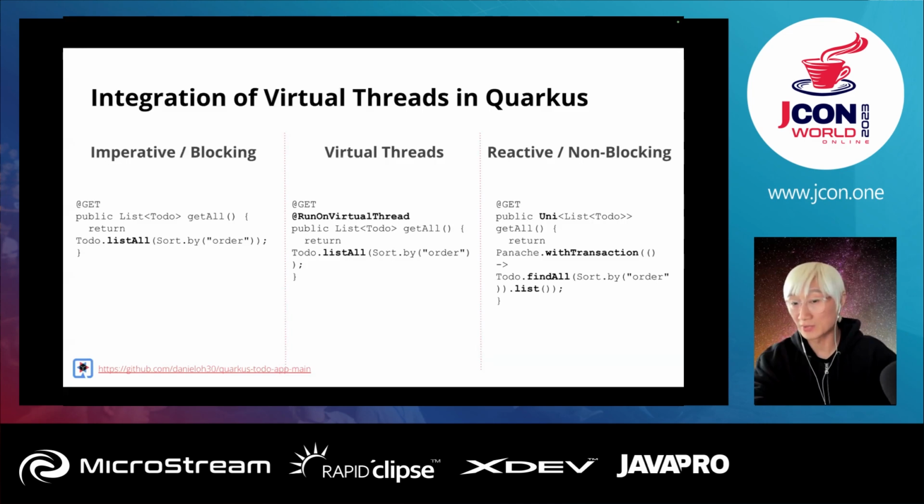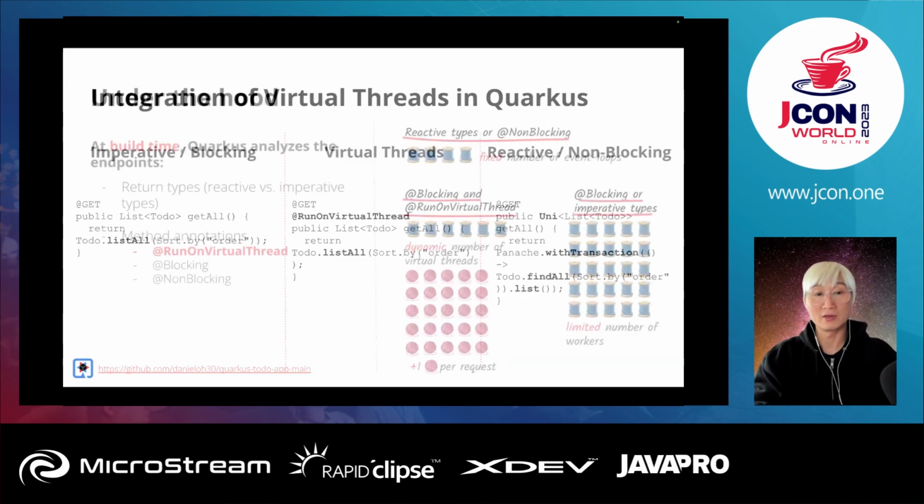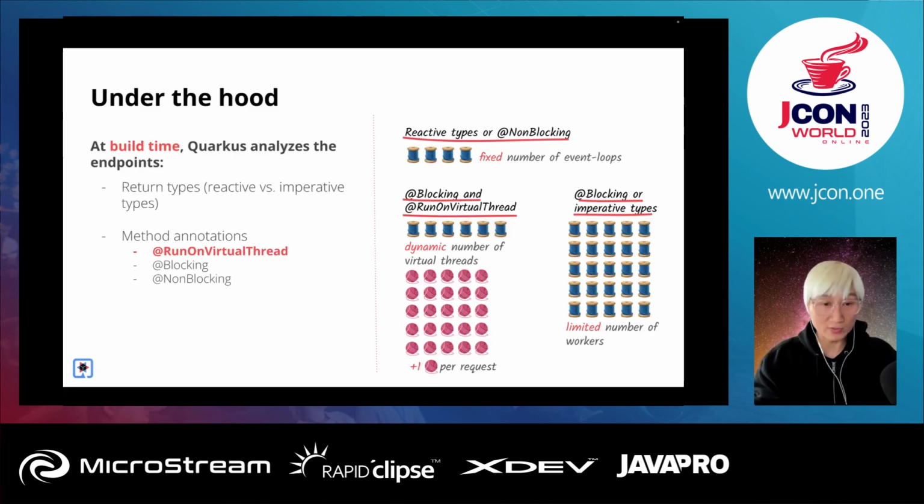When you return Uni or Multi, Quarkus treats this as a reactive application. Or you can print the annotation more explicitly, the non-blocking annotation, which allows the method to be treated as non-blocking as well as a reactive application. Pretty much it's easy. Quarkus actually analyzes reactive and non-reactive applications at build time, based on return type or method annotations.